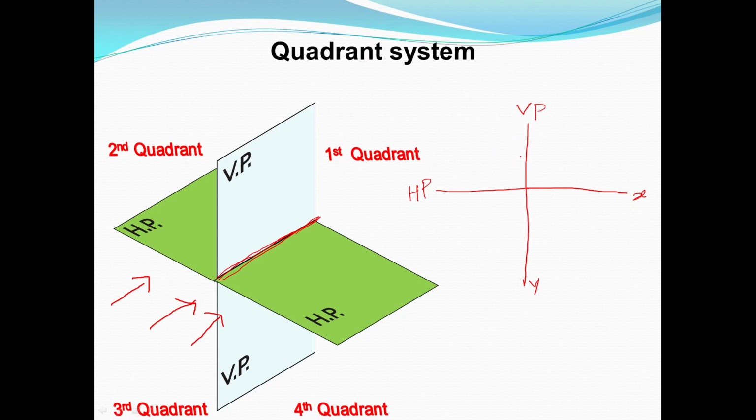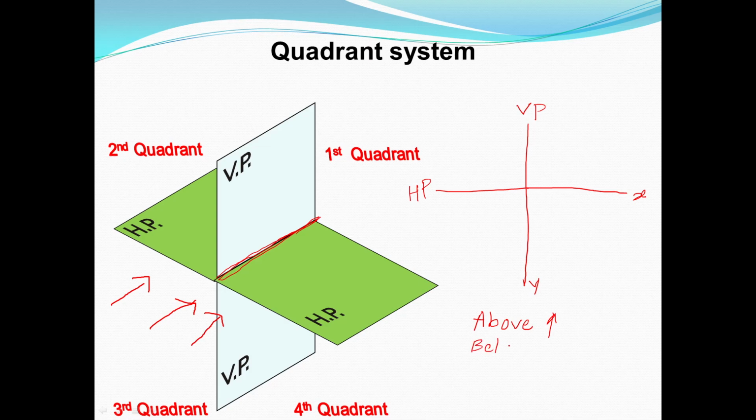Before that, we have four words. The first word is above. I will write it here: A-B-O-V-E. Above means at some height from that particular place, like upside from the horizontal. Another word is below.